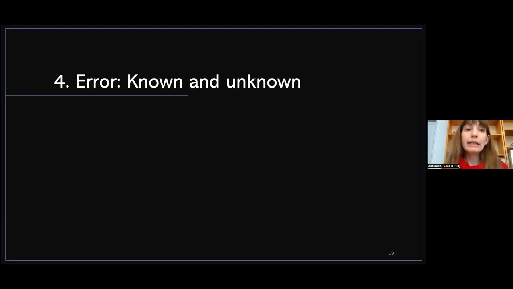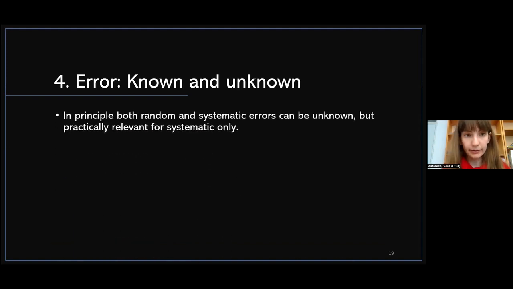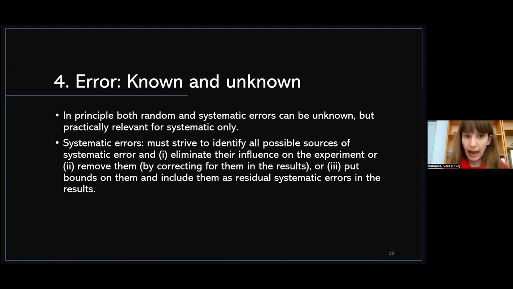Then we can also distinguish between known and unknown errors, right? In principle, both random and systematic errors can be unknown, but actually astrophysicists normally just talk about unknown systematic errors because, upon repetition, we can clearly see random errors. We can take them into consideration. We can account for them just by looking at the mean value, by measuring the standard deviation, and so on and so forth. So what is really worrying is the unknown systematic errors. Okay, so let's focus on systematic errors.